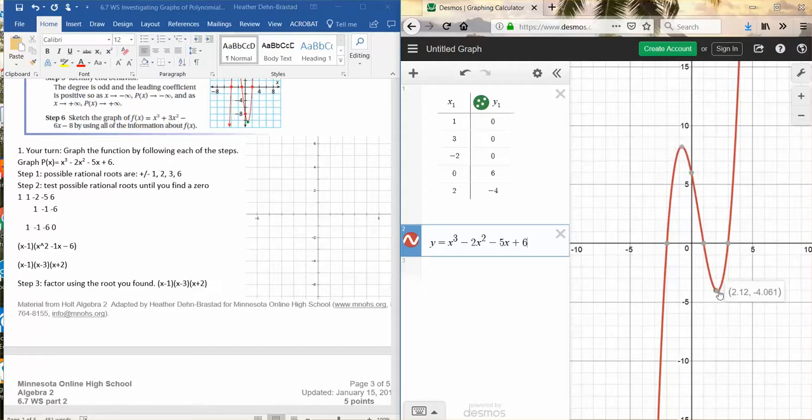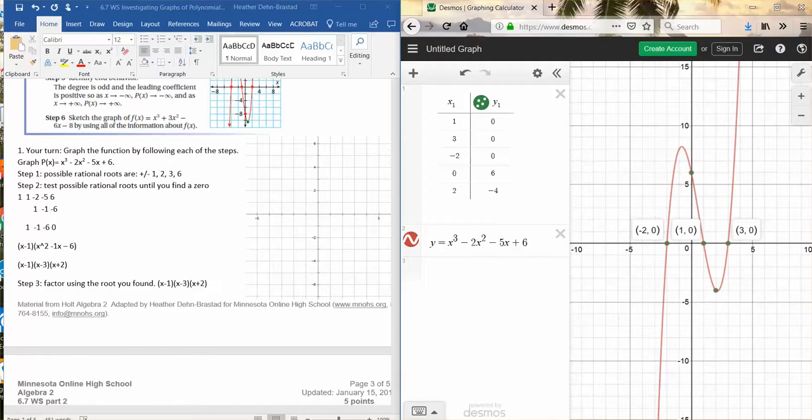The relative min was close to my root of 2, not exactly. I mean my x value of 2. So these are the points. Now you can see that the relative maximum, which we'll talk more about, is right here. The relative minimum is right here. And there's our zeros, -2, 1, and 3, just like we thought they would be.